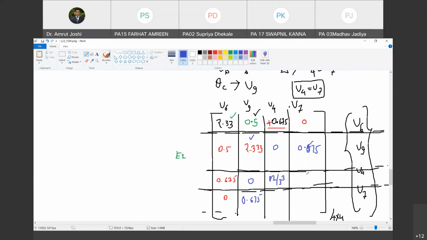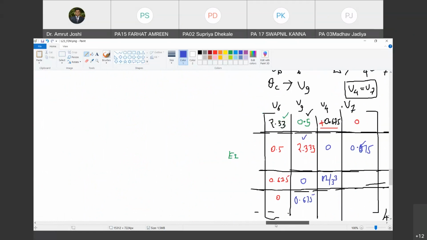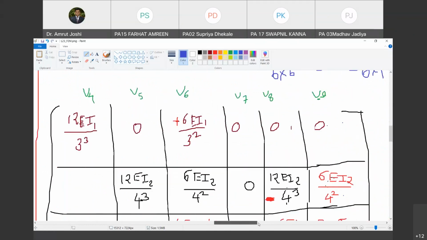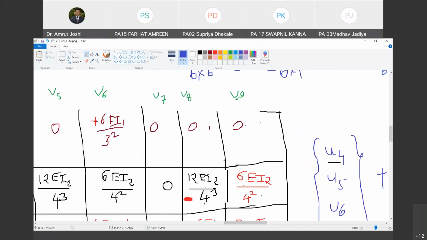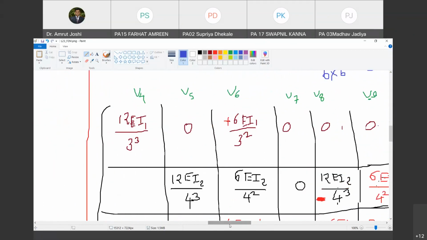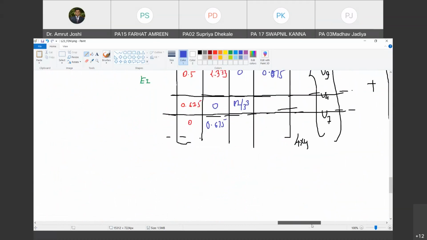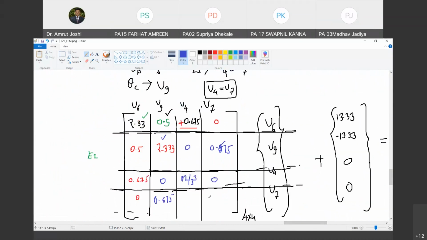Then we are going to look at u7 and u4. So where is u7 and u4? u7 and u4 is the first one, so this is going to be 0. Now we are going to look at u4 and u7. Just now we saw u7 and u4, so u4 and u7 will also be 0. Are you with me?